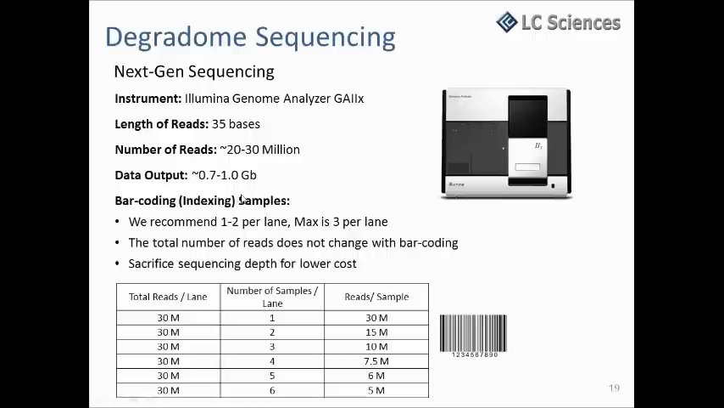And the data output is normally 0.7 to 1 gigabases. People sometimes want to do the barcoding, I mean the multiplexing. So for this degradome sequencing, we normally recommend just 1 or 2 samples per lane, and the maximum we could recommend is 3 samples. Why do we recommend only 3 samples?